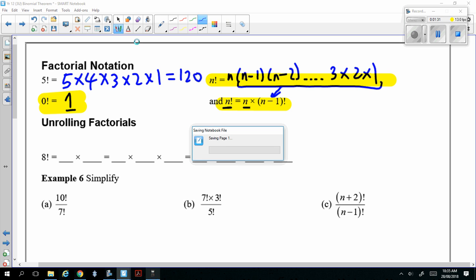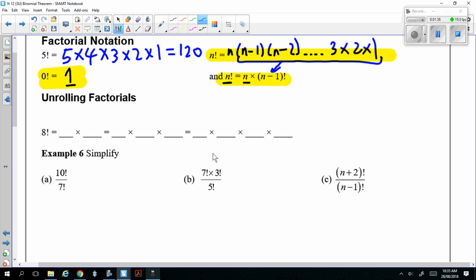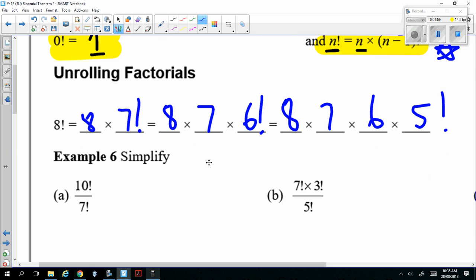After we do this, we need to know how to unroll factorial. So using this formula, we can write 8 factorial as 8 times 7 factorial, right? And then I can unroll further, 8 times 7 times 6 factorial. Or I could write that as 8 times 7 times 6 times 5 factorial. Okay, let's move on to example 6.